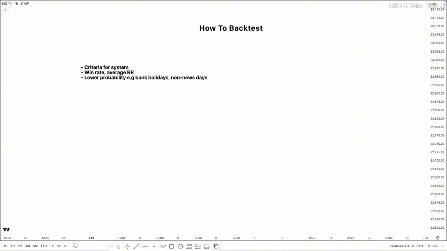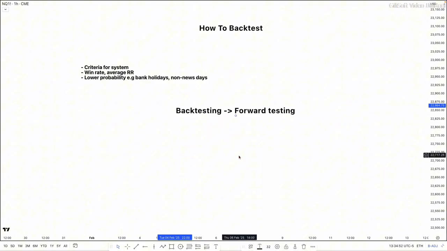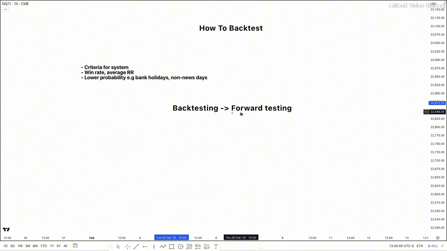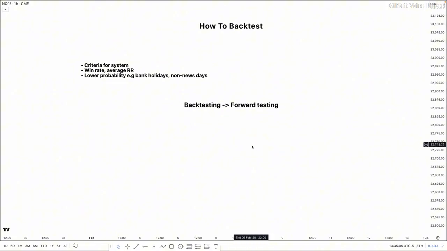Okay. Now, one thing I want to mention is don't get stuck in just backtesting. You want to go from backtesting to forward testing. Okay. You don't get paid to look at charts. You get paid to execute. Okay. So there's no use in just being only hindsight. We need to be able to apply this in real time. So after you backtest, you then forward test. Okay, and you could do that on a paper account if you want. That's up to you.